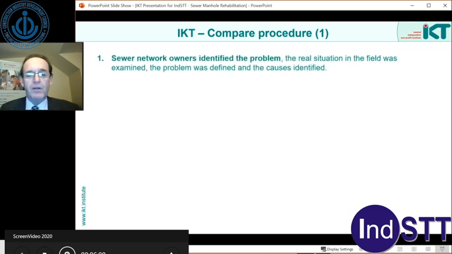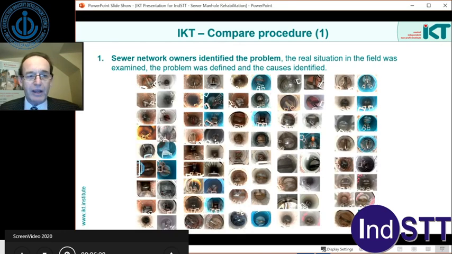We always start by working with the sewer network owners to understand exactly what the problem is that needs to be resolved. So we looked at the real situation in the field, and that involved going out with the members of the steering group and looking at their manholes and working out with them what the actual problem is they want to resolve and what the causes are.